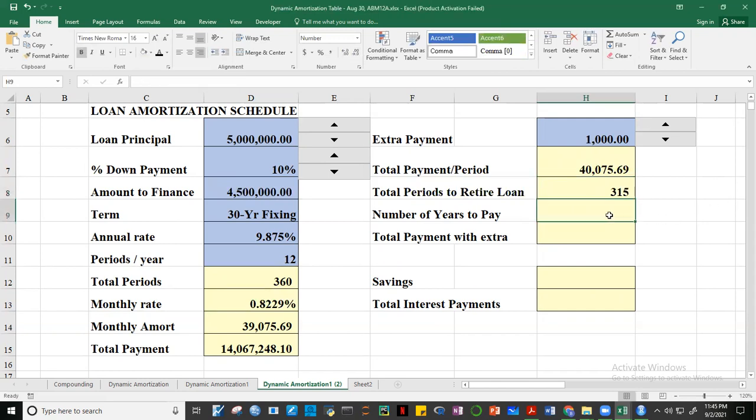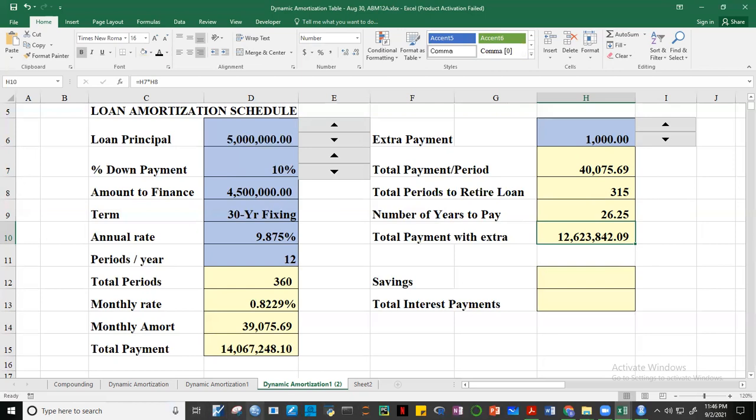For the number of years now, that's 315 months divided by 12, so that's 26.25. No problem with having fractional years. If we pay extra, our total payment will be equal to 40,000 every month multiplied by the number of months, 315. So this will be our total payment if we have an extra payment of 1,000.